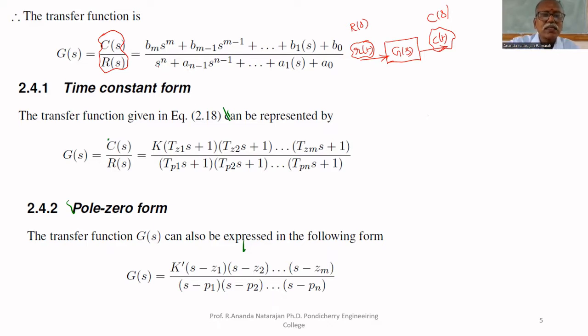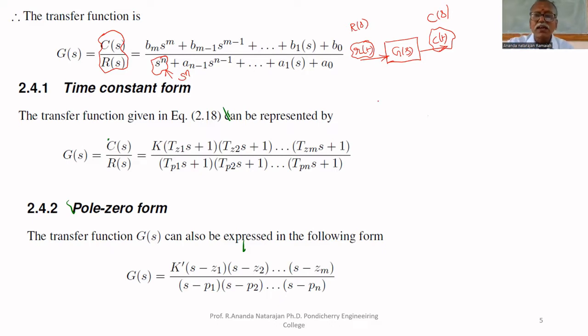Here you can notice that the degree of the denominator of the transfer function is n. It means the system is nth order system.